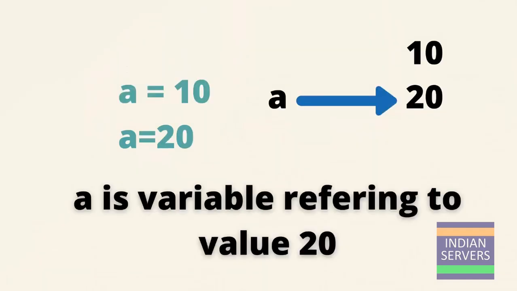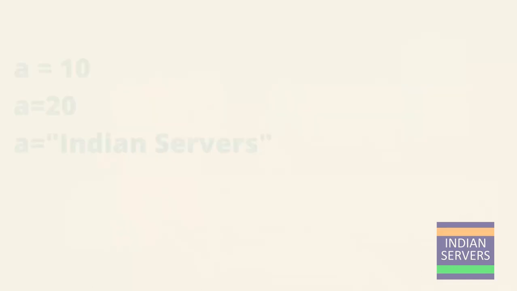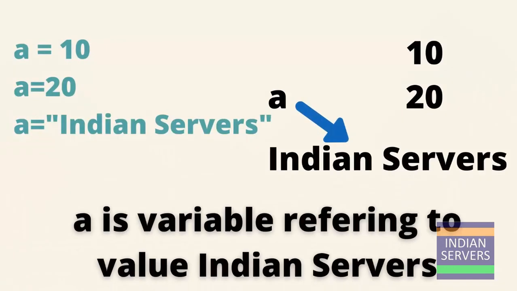For example, if you mention in the second line a equal to 20, now a is referring to the memory location of 20. If a equal to "Indian servers", now a is referring to the memory location where "Indian servers" is stored.